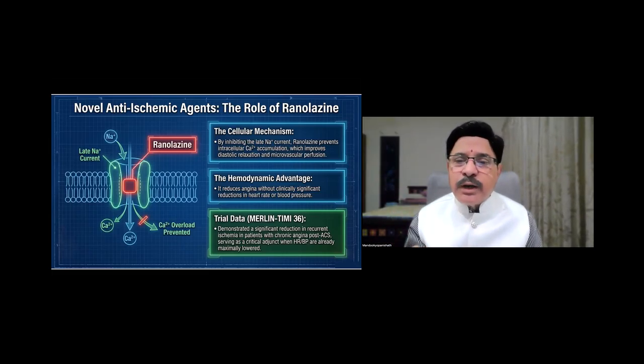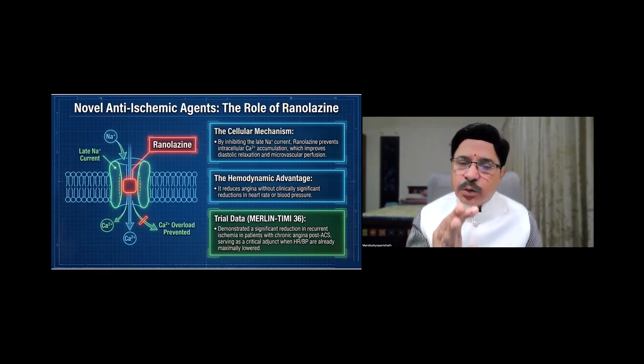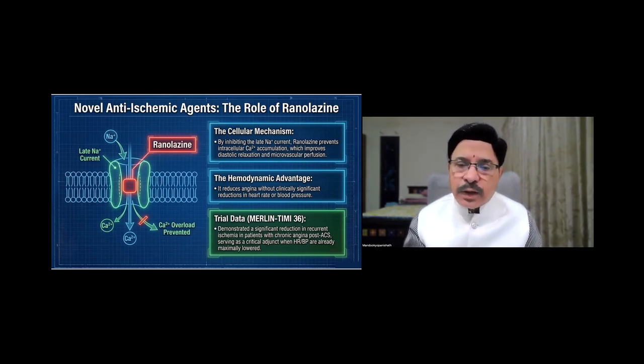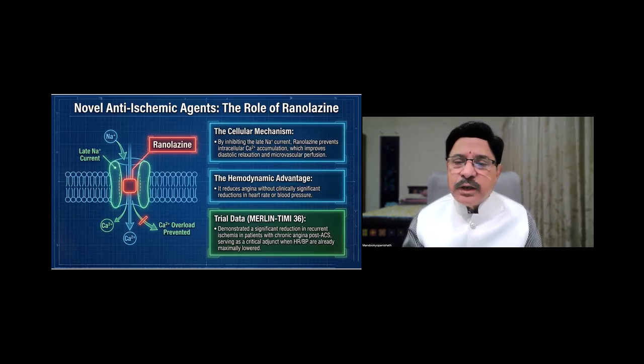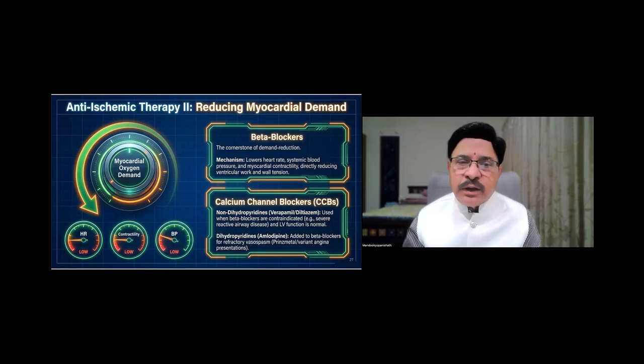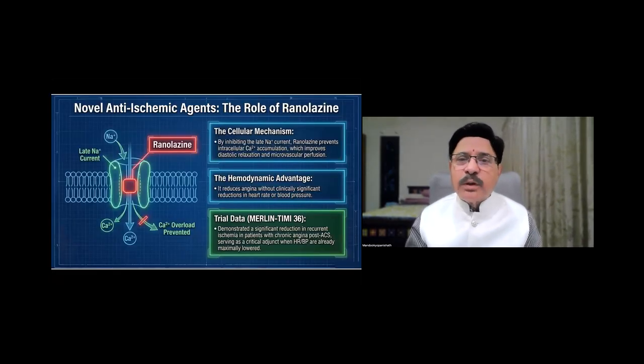There is the MERLIN-TIMI 36 trial. It has conclusively proved ranolazine is beneficial. It has demonstrated a significant reduction in recurrent ischemia in patients with chronic angina post-ACS, serving as a critical adjunct when heart rate and BP are already maximally lowered. Again repeating: increase the oxygen supply with oxygen therapy and nitrates with respective contraindications, and then decrease the heart rate, contractility, and blood pressure. How? By beta blocker. If contraindicated, calcium channel blockers. Any other drug? Ranolazine. Add this.